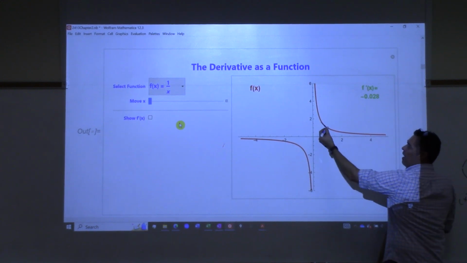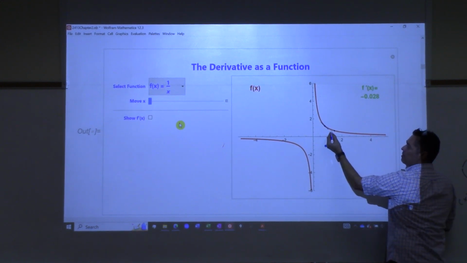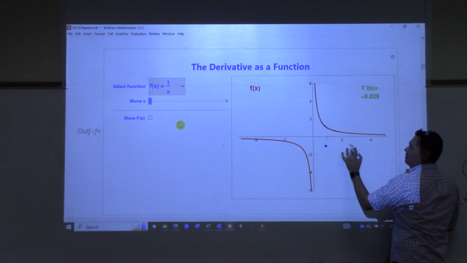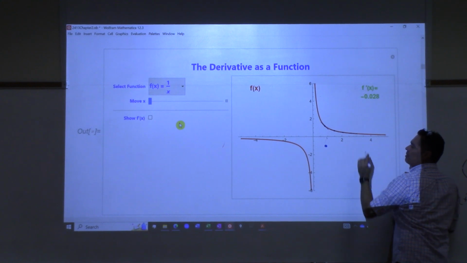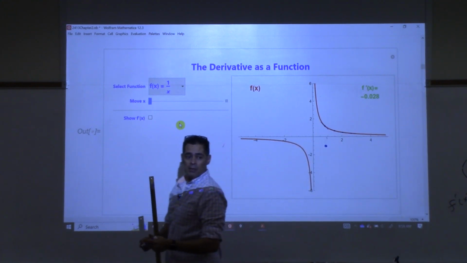Now, as I go to the right to draw my derivative, over here, what's happening to these slopes? They're what?